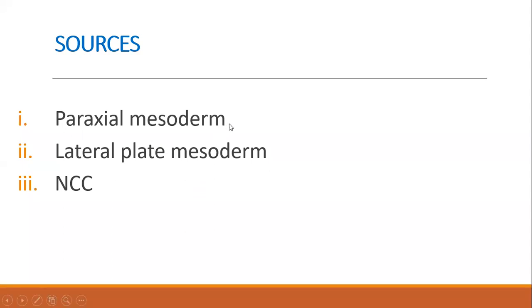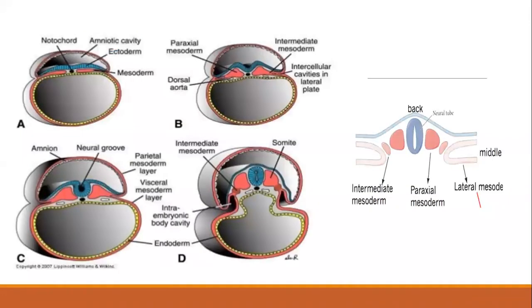Paraxial mesoderm is going to form somites and it is the main contributor towards the bone and cartilage. While lateral plate mesoderm is going to contribute towards the bone and cartilage in your upper and lower limbs. And there is some contribution from the neural crest cells towards the skeleton of the face, head and neck. So these are the three main contributors. You must remember them. So this is an overview and a revision of your previous topics.